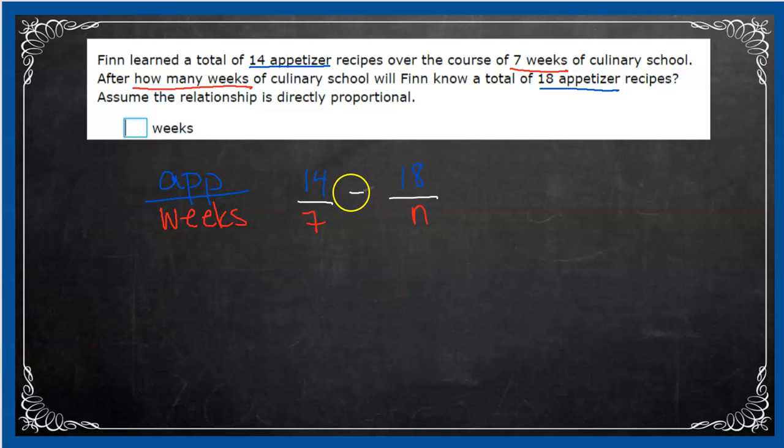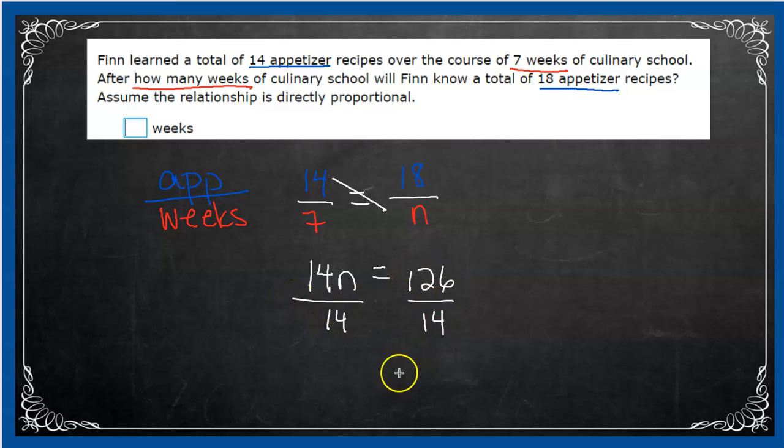Okay, I know these are equal to each other because it says assume the relationship is directly proportional. So they're equal. I just have to figure out what n equals. 14 times n is 14n. 18 times 7 is 126. Divide by 14. Put that in my calculator. That is 9. So that answers the question.